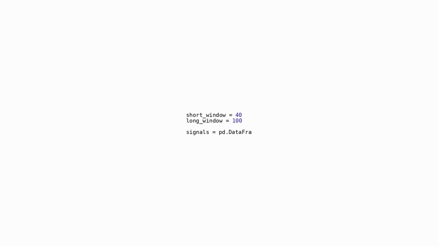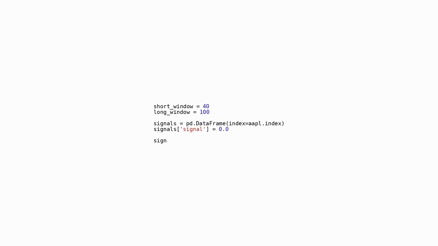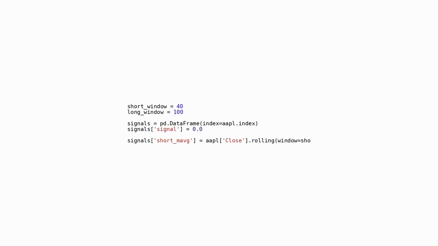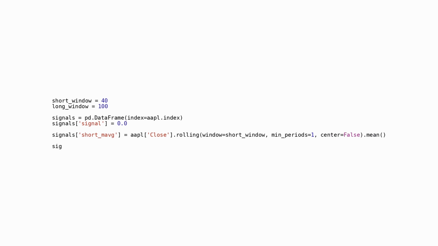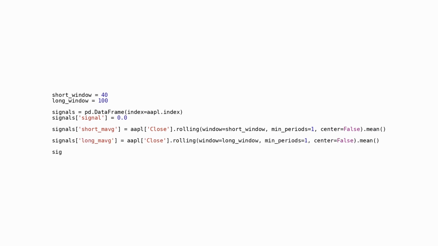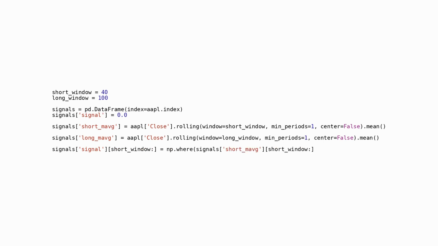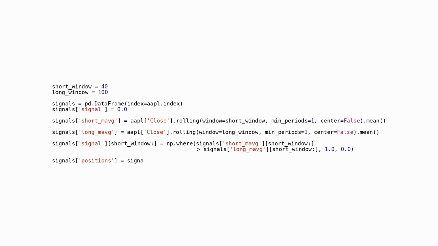This snippet of Python code is specifically designed to create trading signals using moving averages of the closing prices of Apple Inc.'s stock. The code goes through several steps, including setting up variables for the lengths of short and long moving averages, initializing a data frame for the signals, calculating and storing the moving averages, and generating buy signals when the short moving average is greater than the long moving average. It also creates a column to track changes in the trading signals over time. Overall, this code is used to implement a basic moving average crossover strategy for trading Apple stock.